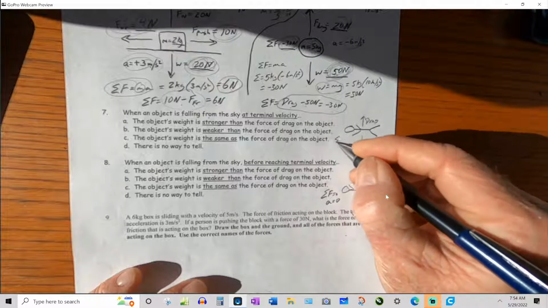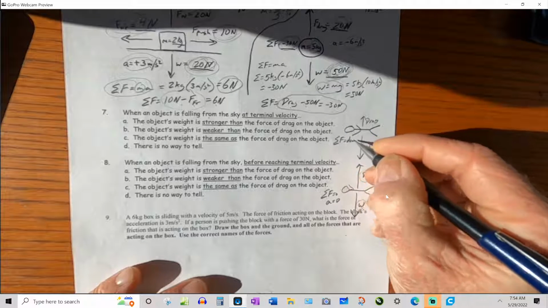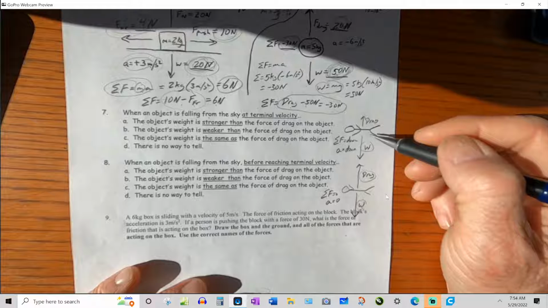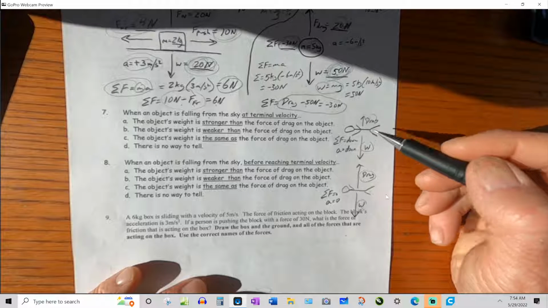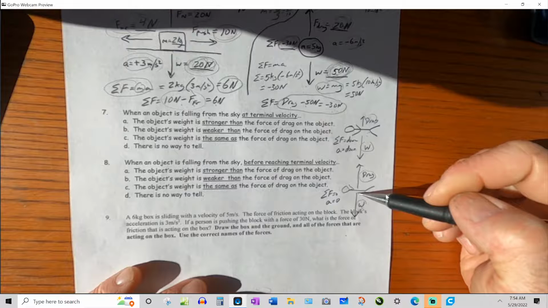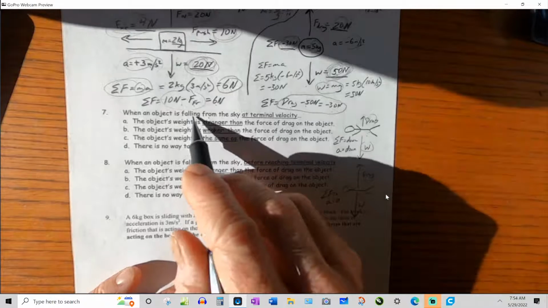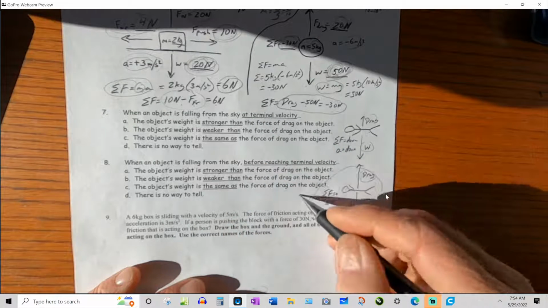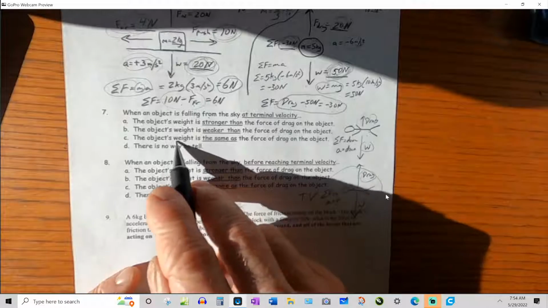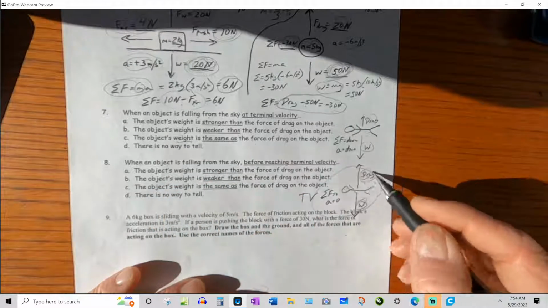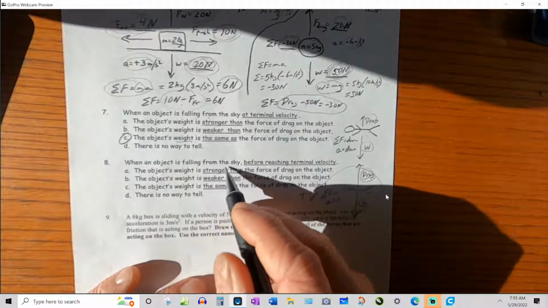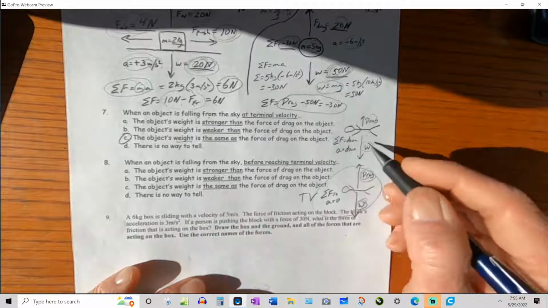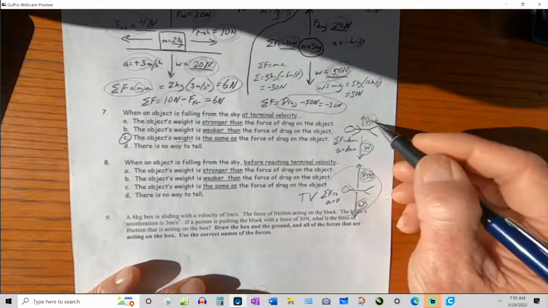So in this case, the net force, I'll just write as down, and your acceleration is still down because you've got more force pulling you down than up. So this is what it would look like before reaching terminal velocity, and this is what it looks like at terminal velocity. So when an object is falling at terminal velocity, the object's weight is the same as the force of drag. When an object is falling from the sky before reaching terminal velocity, the object's weight is stronger than the force of drag on the object.